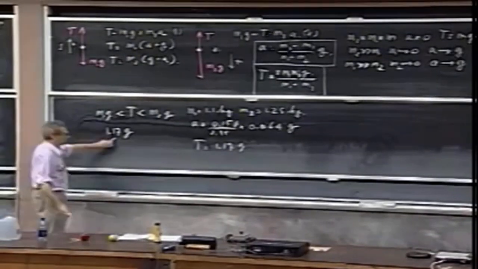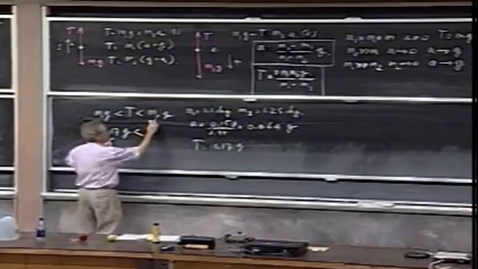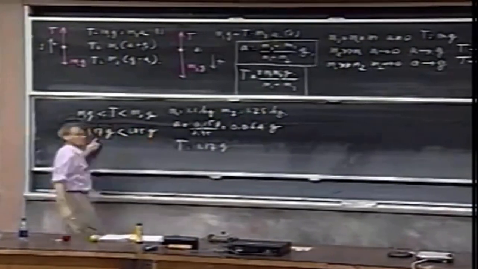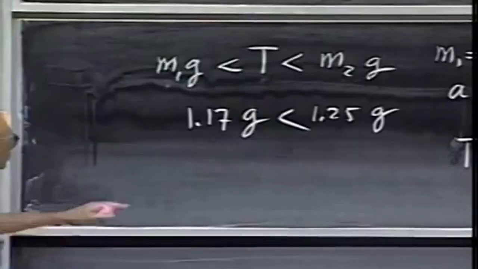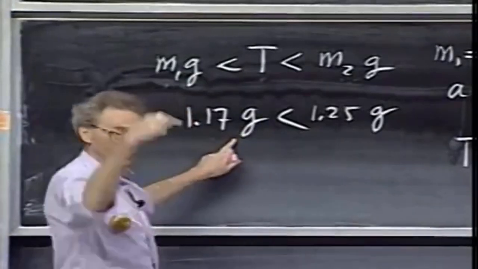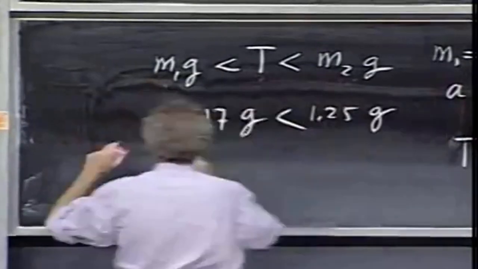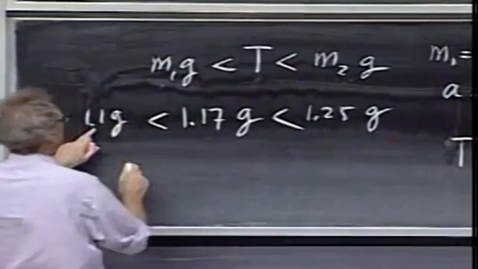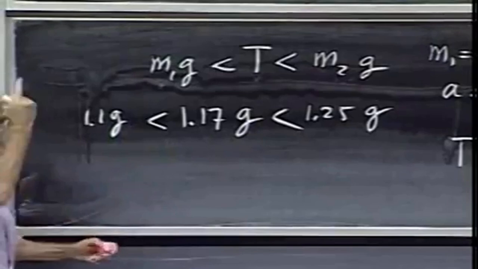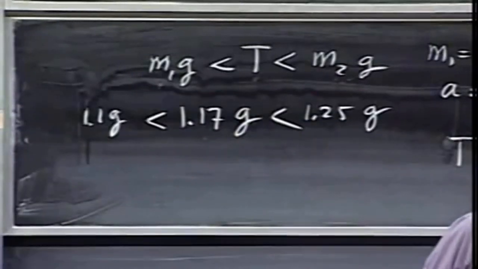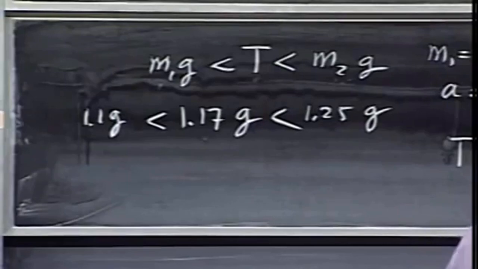This is their weight. This one had a weight of 1.25 g without being accelerated. You see, it has lost weight because it accelerated down. This one had a weight of 1.1 g. You see, it has gained weight because it's accelerated up. So you see the whole picture ties together very neatly, and it's important that you look at it that way.